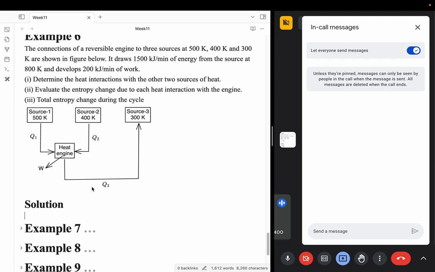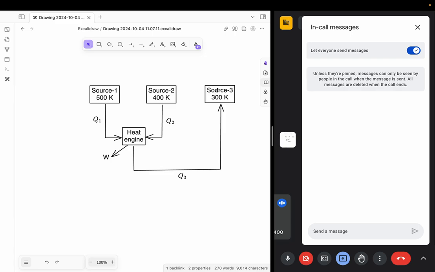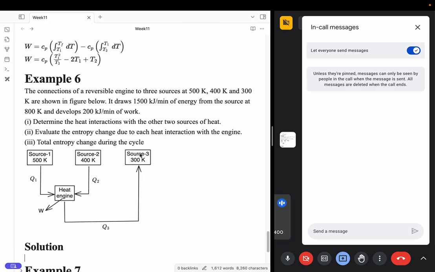Okay, here we have three sources, and they are connected like this. So source one and source two are both adding heat to the heat engine, and then it is rejecting heat to the sink. Okay, maybe I should have put it as source, but this is the final sink that they are going to. Q1 is given, so the net work done is given as 200 kilojoule per minute.